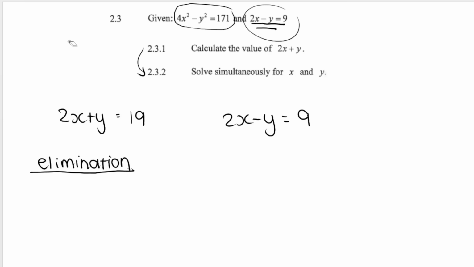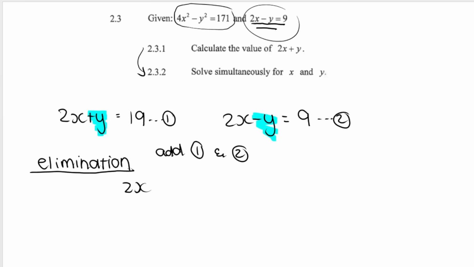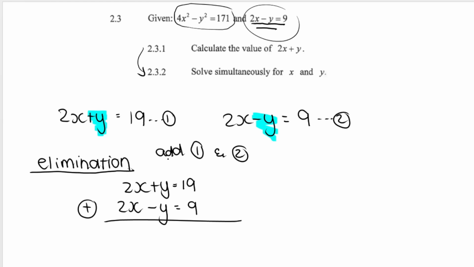So in this case, elimination works perfectly, because can you see here I have a plus y, and over here I have a minus y. So if I call this equation number 1 and this equation number 2, and I say we're going to add equation number 1 and equation number 2, look what happens. 2x plus y equals 19. We're going to add it to 2x minus y equals 9. Look what happens when we add the equations.